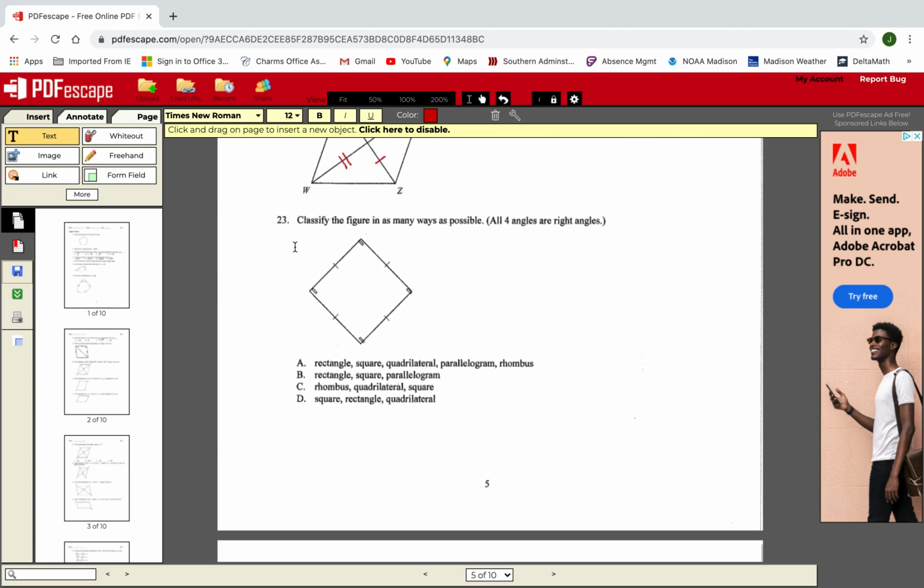For 23, it says to classify this figure in as many ways as you can. There are some weird little symbols in the corners, so we added a note here that says that all four angles are right angles. So we have all four angles right angles, and we have all four sides marked congruent. So what is this figure? The figure is a square. All four answers have square in them, but we want to classify it in as many ways as possible because it is a special rectangle, a special quadrilateral, a special parallelogram, and a special rhombus. So you guys are correct. It is A.